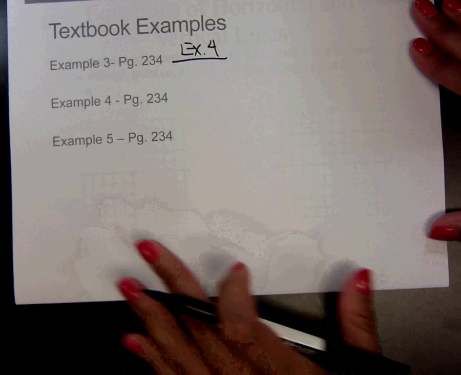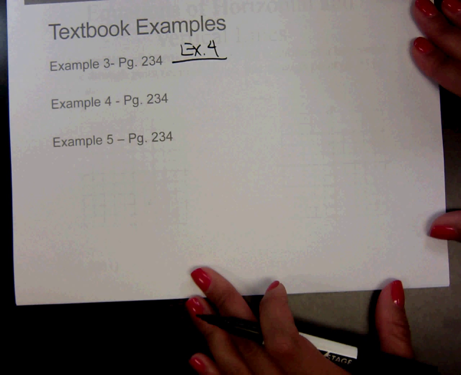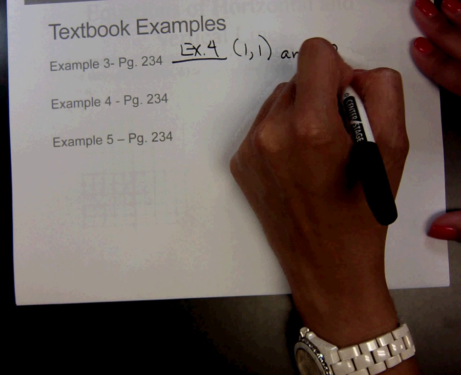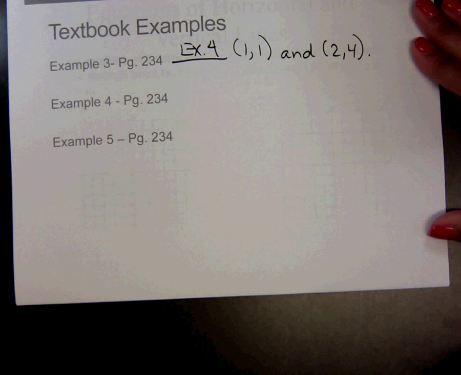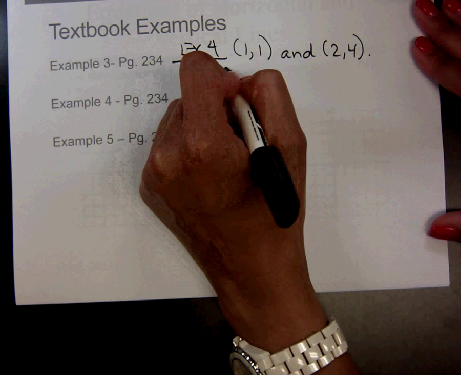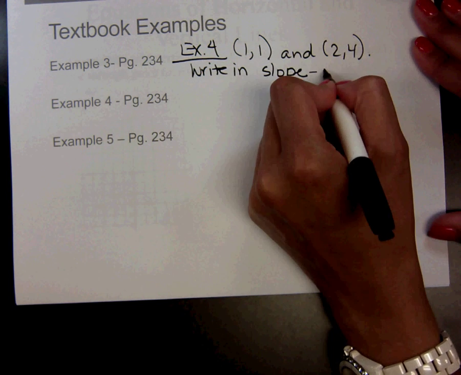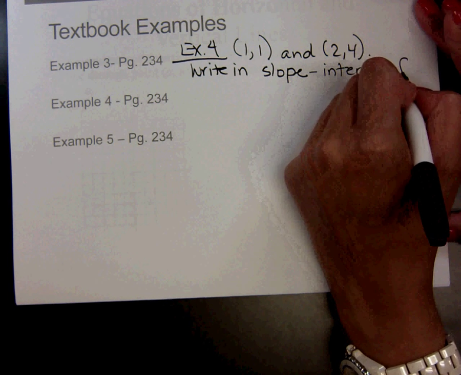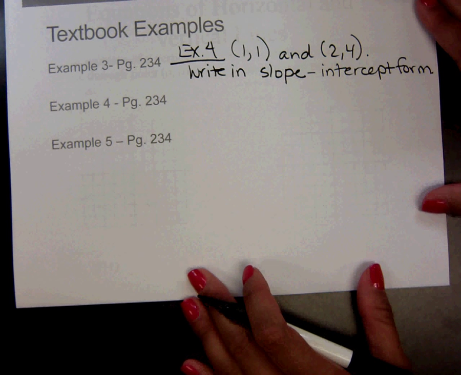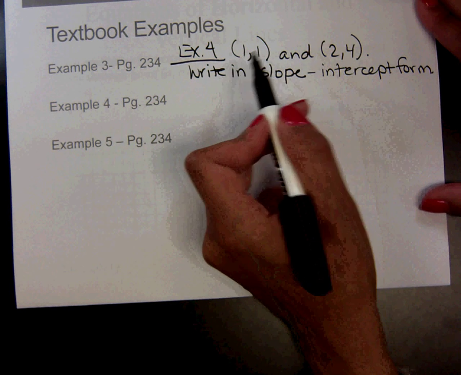Okay? In example 4, it says find an equation of the line that passes through the point (1, 1) and (2, 4). Then graph the line using the slope-intercept form. So we're going to write this in slope-intercept form. All right, so this is on page 234 in your textbook. It says, find an equation of the line that passes through these 2 points, then graph the line.